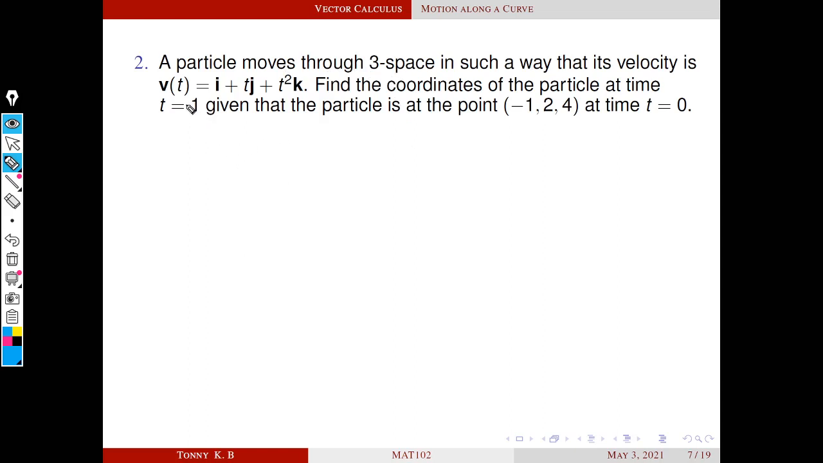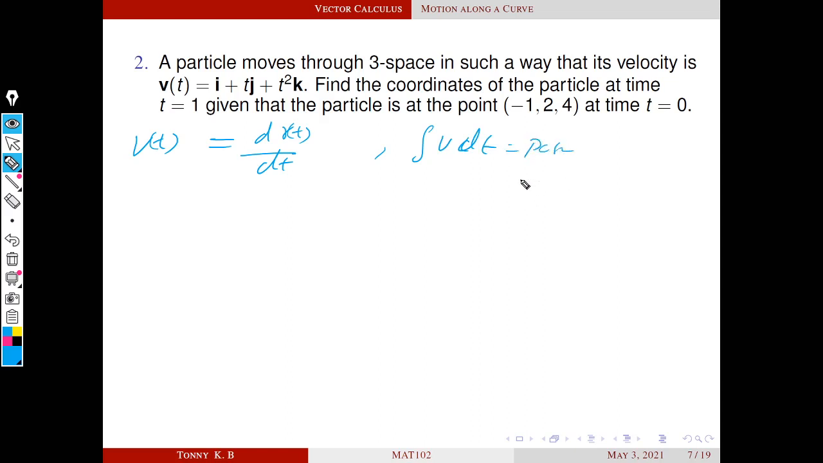We know that the velocity vector v of t is obtained by differentiating our position vector r of t. In this case, velocity is given, so we have to find the position. What is the converse process? Yes, integration. By integrating velocity with respect to time, we get the position vector.